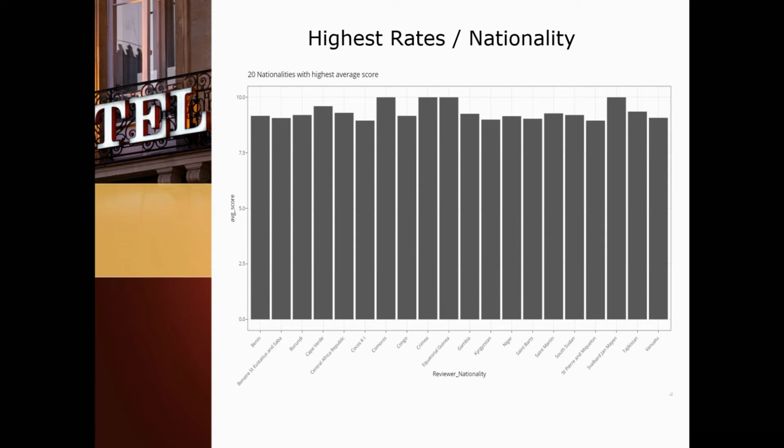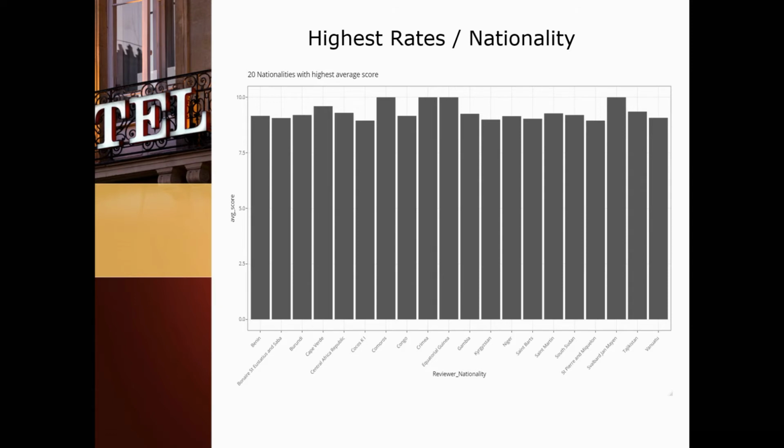The countries like Benin, Burundi, Cape Verde, the Central African Republic, most likely the African countries, give the highest rating scores. But what does that mean for real? We could, as a hotel manager, conclude that most of the customers from Africa will tend to give a good rating. That's really good information for the management to know and then deal with when necessary.